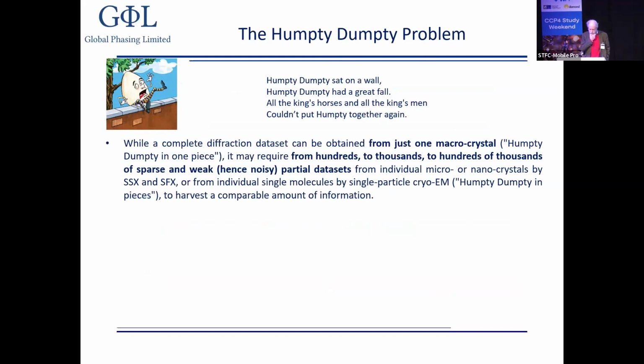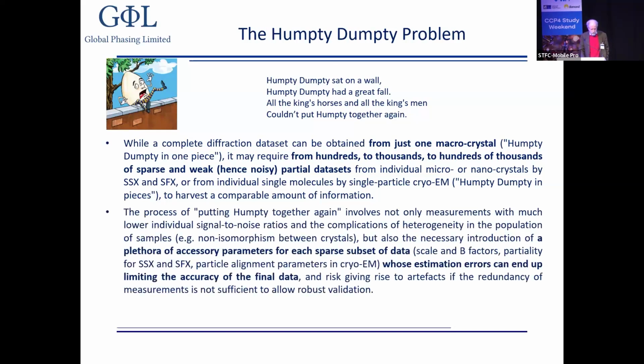It's just that you can get a whole data set from a macrocrystal if the conditions are right and you do things right. But it takes lots and lots of sparse data sets to assemble measurements for all reflections from smaller crystals. And then you have to put those together again. And this is really the topic of James's talk at the beginning of this session.